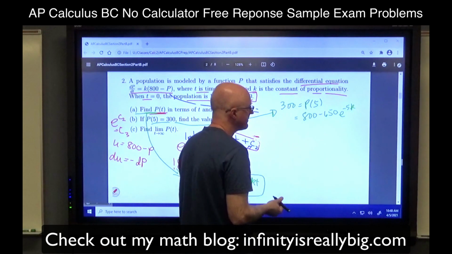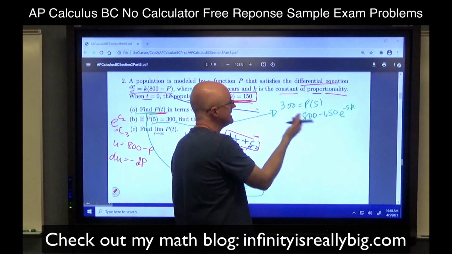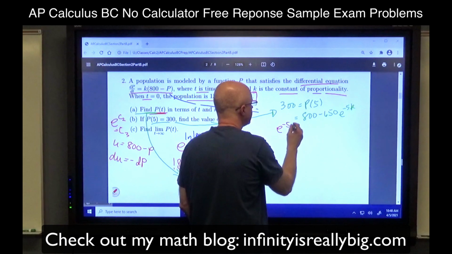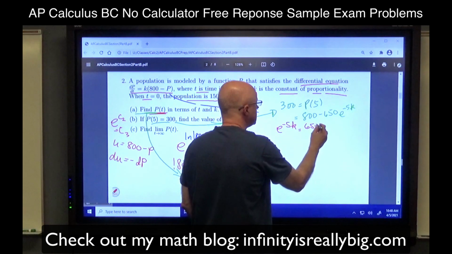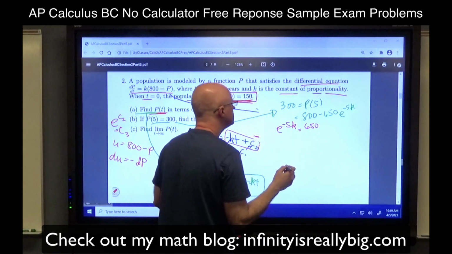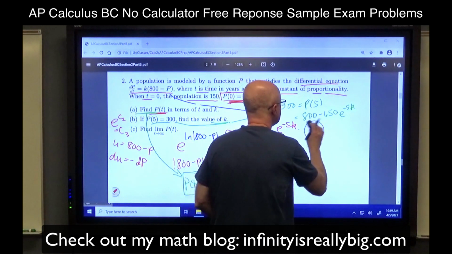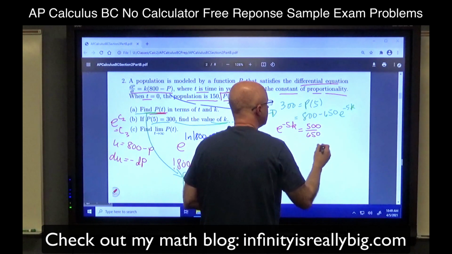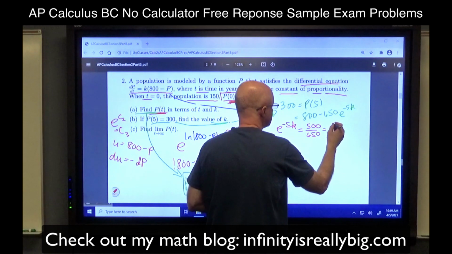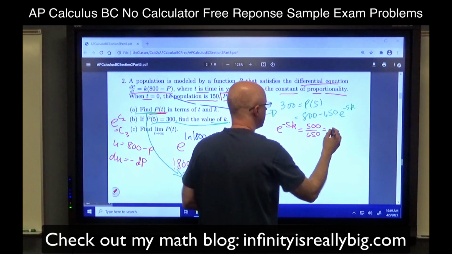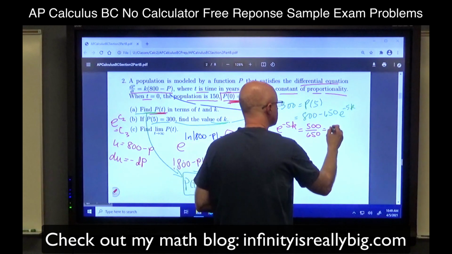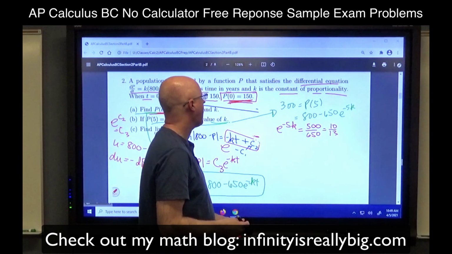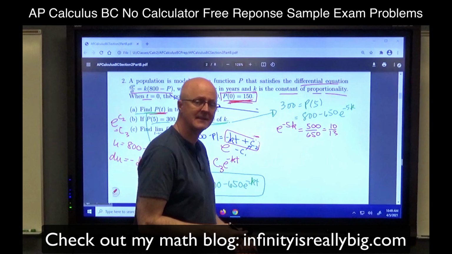I could subtract 800 from both sides to get a negative 500 on the left. Divide both sides by negative 650. The minus signs would cancel. I get e to the negative 5k is 500 over 650, which simplifies to 5/65... which is 10/13. Hopefully I didn't make a mistake with my arithmetic there. And then take the log of both sides and then divide both sides by negative 5.